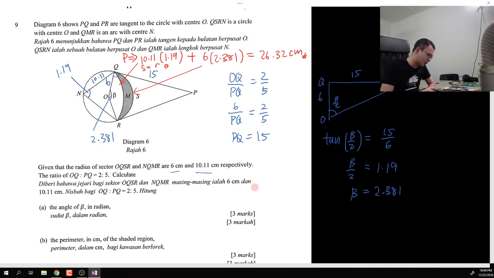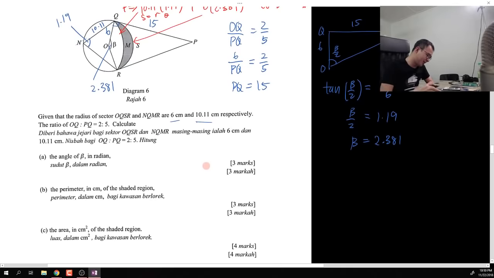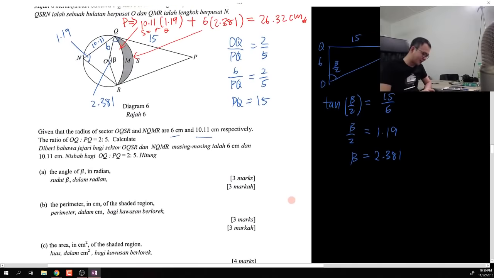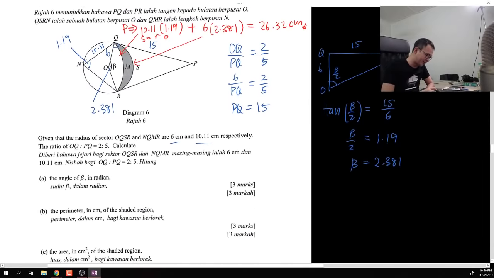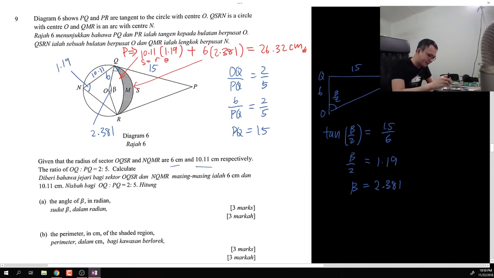Alright, so then we go to section C. Section C is very complicated because I did this paper before. In section C, you want to find this shaded region. Let me just try my best to help you on section C here. I don't think you need 15.